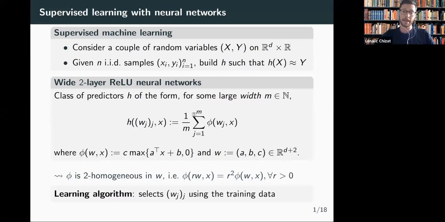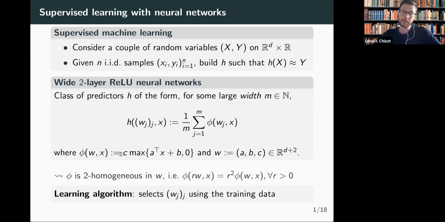And m, I recall that m is the width of the neural network. And in our work, we'll be mostly interested in the case where m is very large or even infinite. And in this situation, this prefactor 1 over m is needed to obtain a non-degenerate limit. So we could consider other types of nonlinearity in our work, but I will focus here on the ReLU case because it allows to fix ideas, and also because it's widely used in practice.